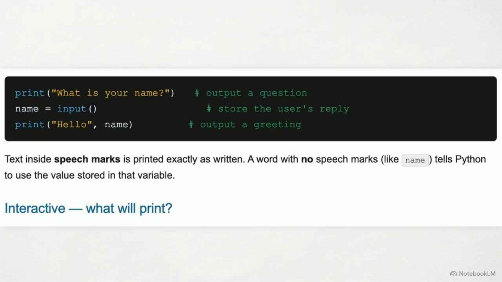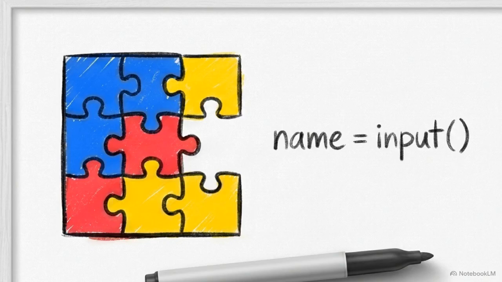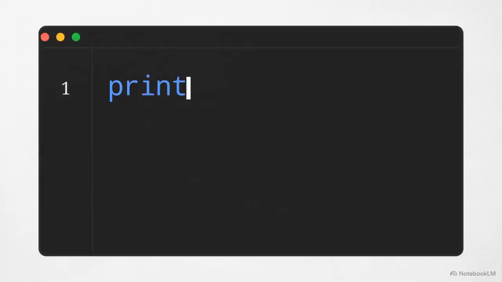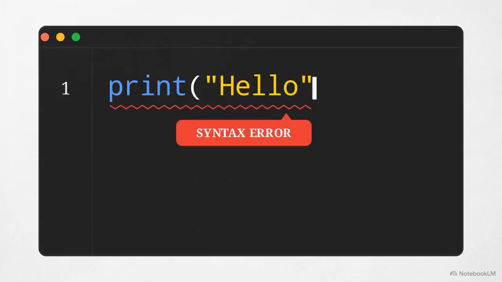Here is our Python loop. We print a question, catch the reply in a variable, and print a greeting. Notice the syntax rules. Text inside speech marks prints exactly. A word without speech marks fetches the variable's value. The logic remains the same as in blocks, but you now control every individual character. This transition requires total precision. The computer only follows instructions that are syntactically perfect.